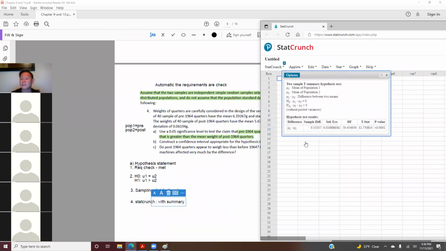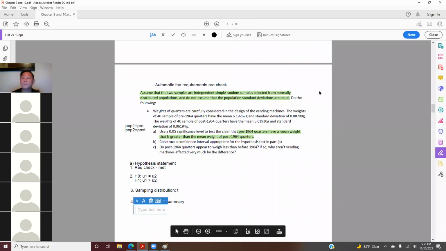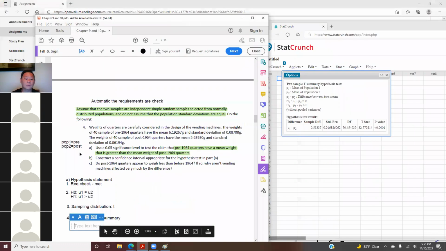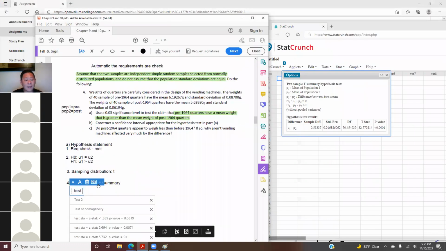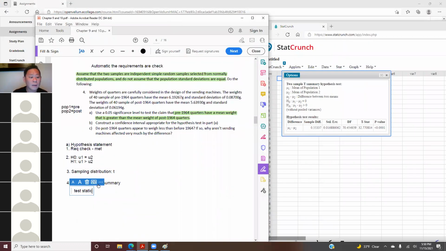So this is your test statistic in this case. So your test statistic is what? 30 something. It's pretty big. So the test statistic is 32.77. And your p-value is what here? 0 plus. It is 0 plus.